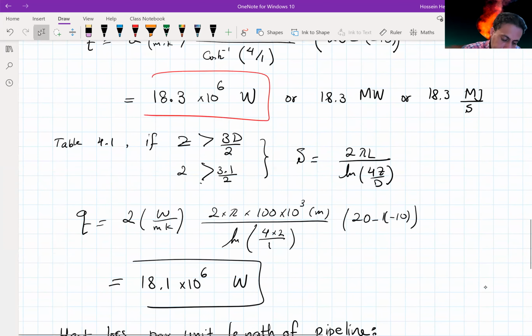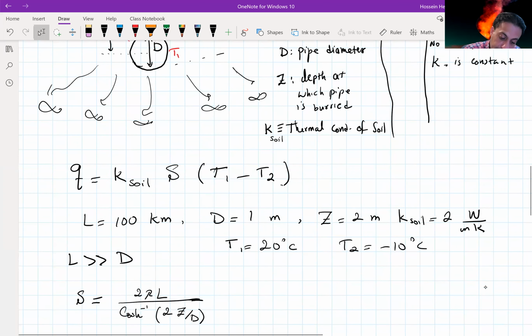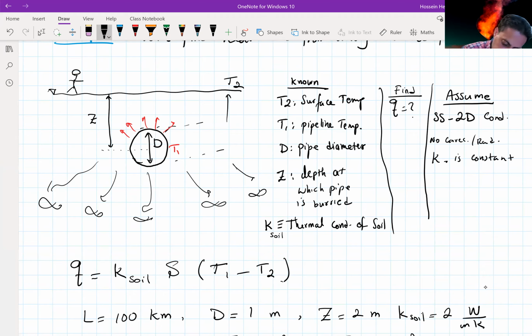Now, the problem, I just simplified that one. I made assumptions. Oh, there is another assumption that I have made. The pipeline has a high thermal conductivity that I did not really mention here, so I didn't consider that. K of pipe is very high. The thickness is very small, so I can assume the whole pipeline is at T1 temperature.